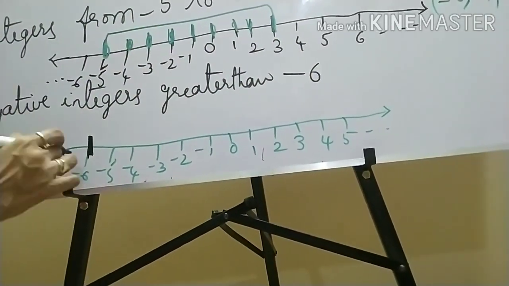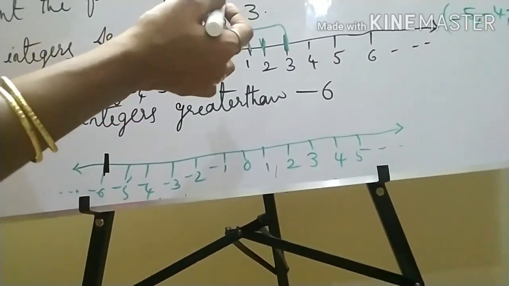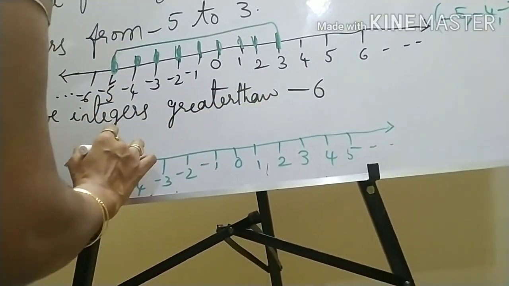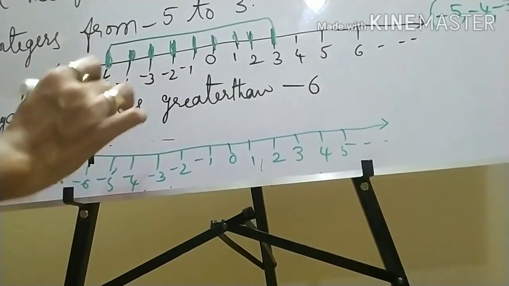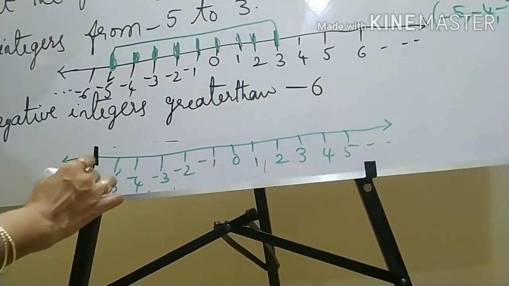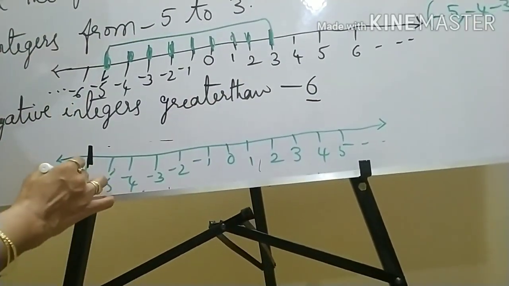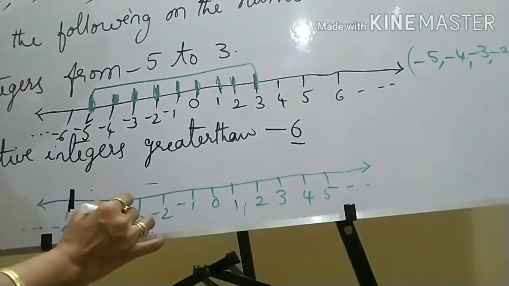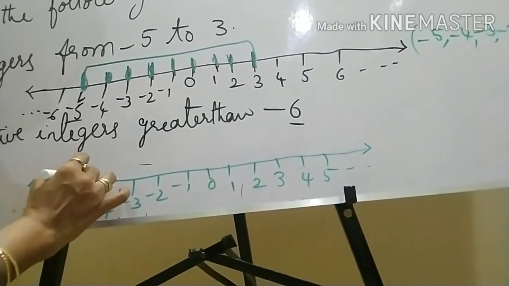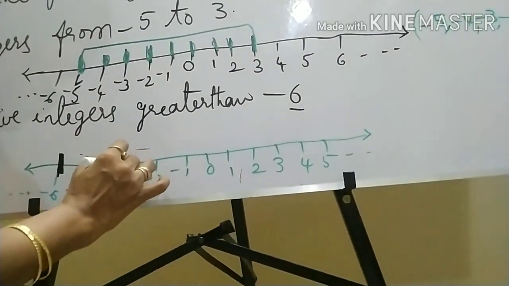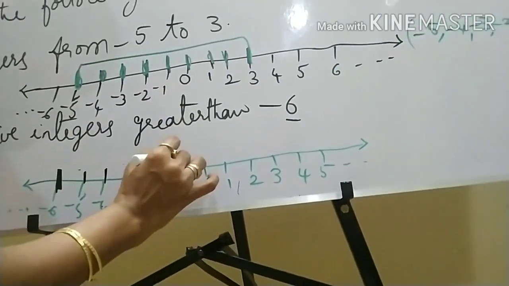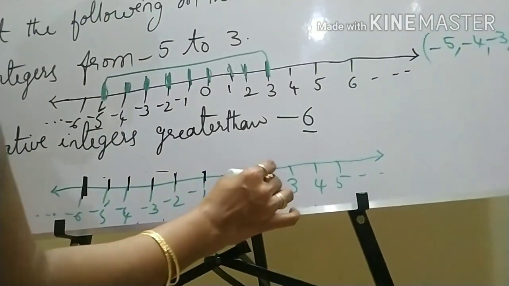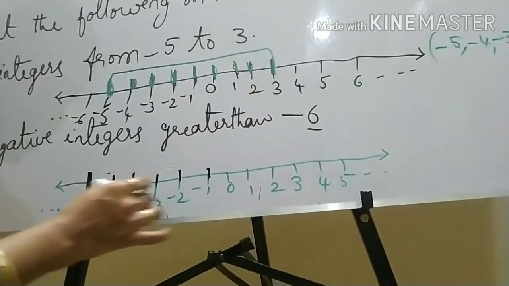So where will you get greater numbers? Towards the right hand side. If you go towards the right hand side, you will get all greater numbers. So here our number is minus 6. Greater than minus 6 means minus 5, minus 4, minus 3, minus 2, minus 1. These numbers are also greater than minus 6. Okay, 0, 1, 2, 3, these positive numbers are also greater than minus 6.